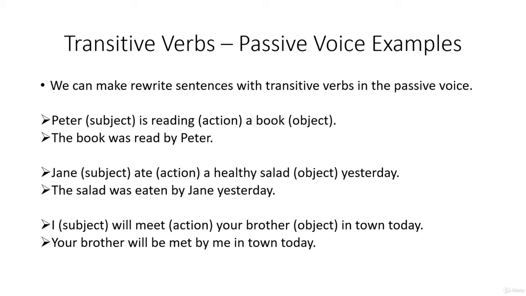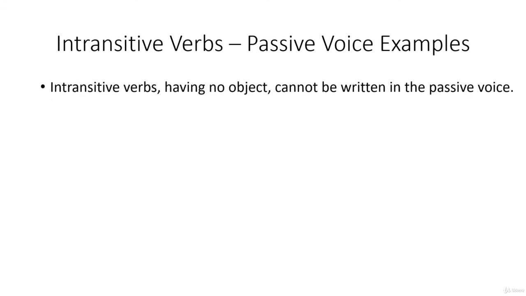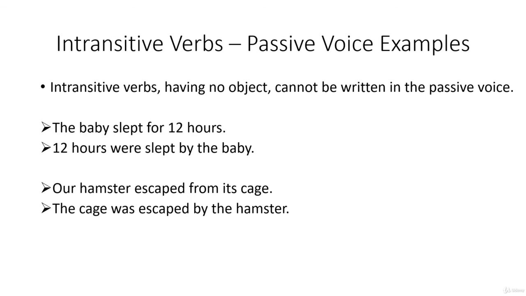And this is all fine for transitive verbs. But when we come to intransitive verbs, because they have no object, we cannot write them in the passive voice. If we take the example, the baby slept for 12 hours, now we've seen here that for 12 hours is not an object. We wouldn't say 12 hours was slept by the baby. It's very strange. Or our hamster escaped from its cage. We wouldn't say that the cage was escaped by the hamster.